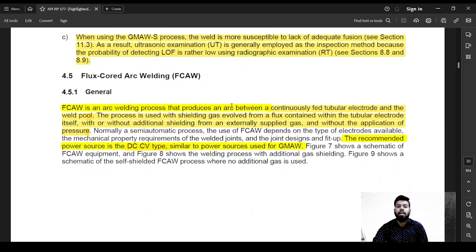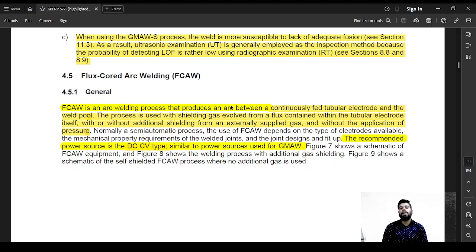Flux core arc welding. Flux core arc welding can be seen as a derivative of the GMAW process. In the GMAW process you have a filler metal that is a solid wire. In flux core welding you have a filler metal that is essentially a tube which has a core filled with flux. So you have a tubular wire, inside that you have a flux, and then you can proceed with your welding operation. This can be done with and without shielding gas. You can use a shielding gas to get additional protection, but it can also be done without shielding gas because you have a slag coverage there.